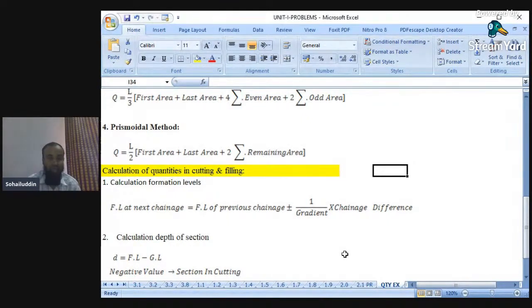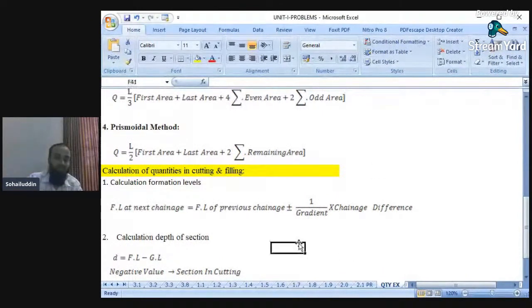The formation level at the first chainage will be given, but what will be the formation level at the next chainage? To find out the formation level, take the previous chainage level given in the question, plus or minus the falling and rising gradient, that is, 1 upon gradient times the chainage difference.